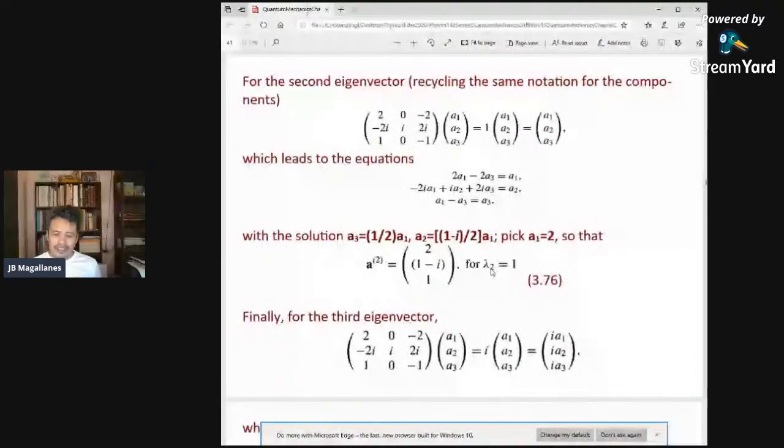This one is for lambda equals 1. I'm sorry. So this is the eigenvector associated with the eigenvalue 1. And of course, this is not normalized. How do you normalize this? Get the norm. 2 squared plus the magnitude of 1 minus i squared is what? 2 squared is 4, plus 1, plus 4, so 4 plus 1 plus 4 is 9. So the square root of 9 would just be equal to 3. So the normalized eigenvector here would be 1 over 3 times 2, 1 minus i, and 1.